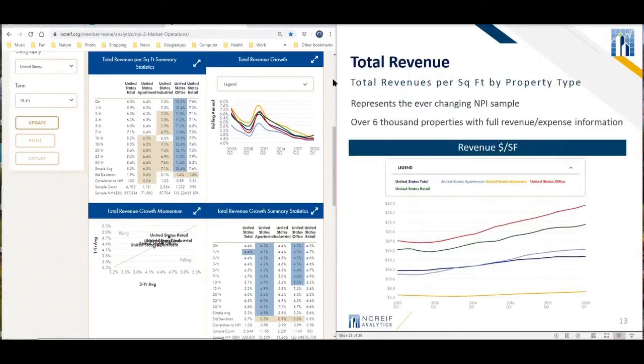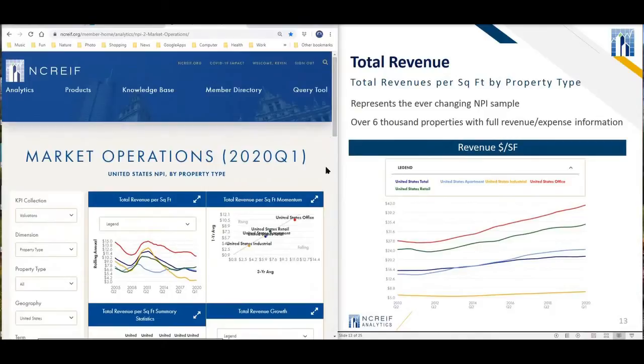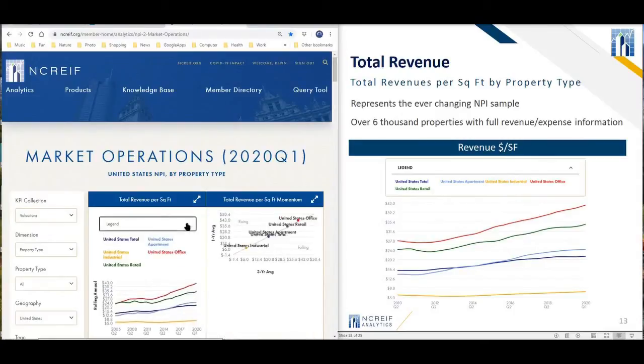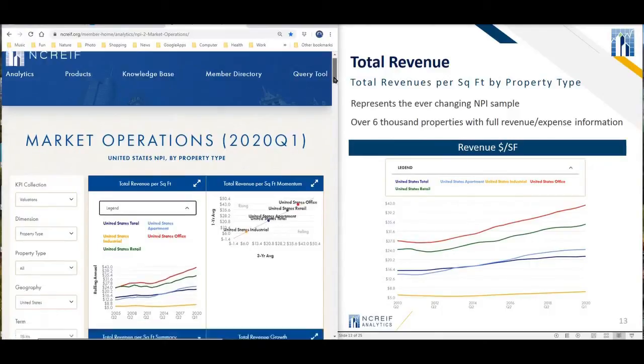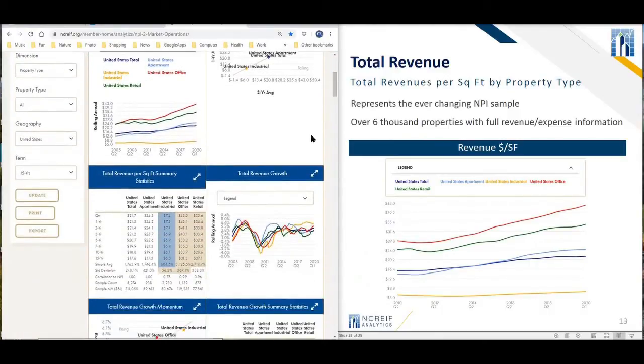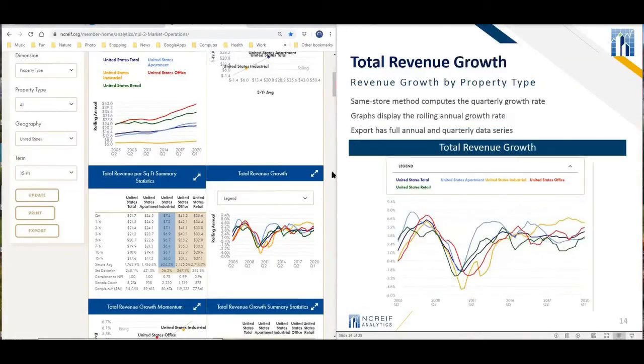Remember again, these figures represent the ever-changing NPI sample, which over this period doubled to over 6,000 properties with full revenue and expense information. Due to this changing nature of the NPI index, computing the growth rate of the sample uses a slightly different technique.